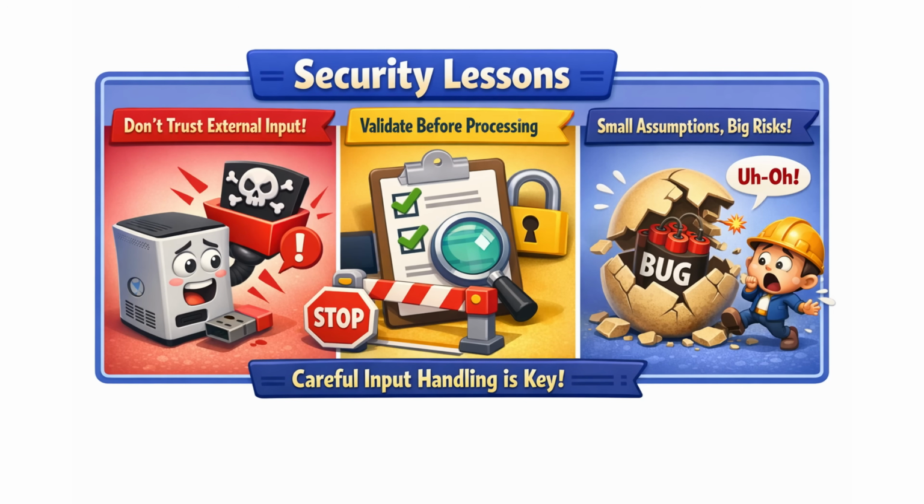BadAvatar highlights several important lessons about system security. First, never trust external input. Even something as simple as an avatar accessory file can contain malicious structures. Second, validation must happen before data is processed, not after. And finally, small design assumptions can create very large vulnerabilities. Security engineering is not just about cryptography. It is also about careful input handling.